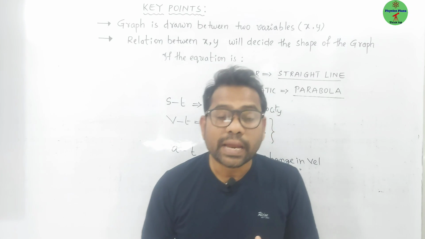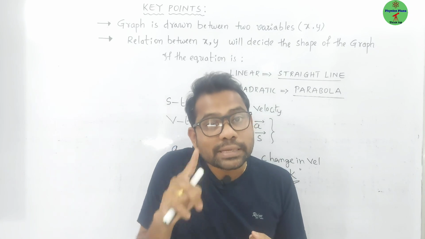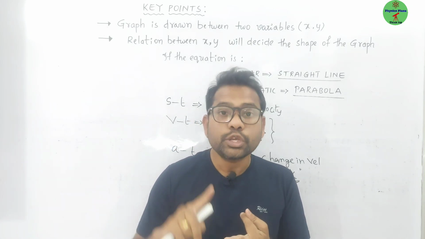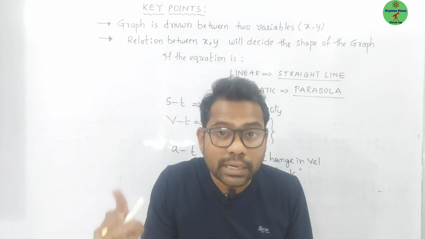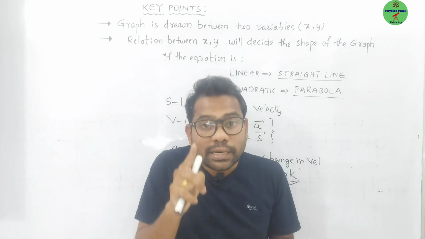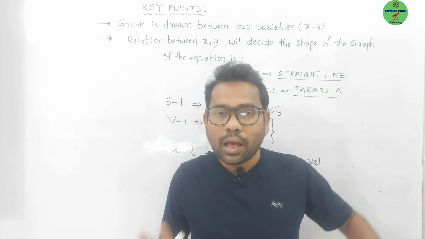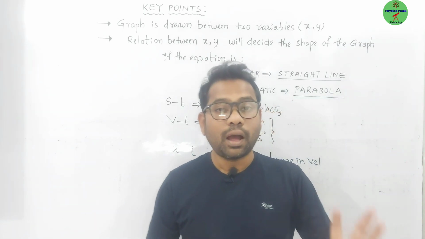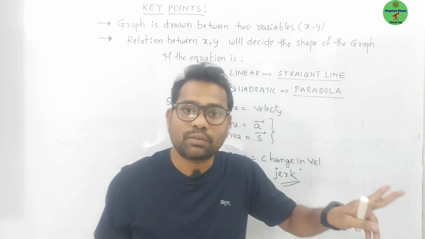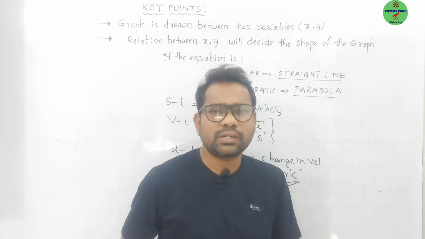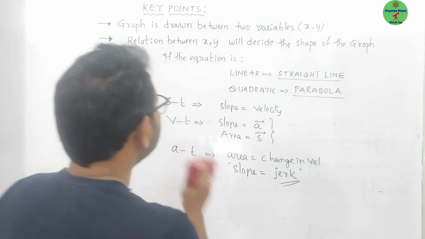The first category is uniform motion. The second one is uniformly accelerated motion. The third one is uniformly retarded motion. The fourth one is uniformly retarded and then uniformly accelerated in the opposite direction. So under these 4 types, we will see what kind of shapes we are going to get for the ST, VT and AT graphs. First we will discuss uniform motion.